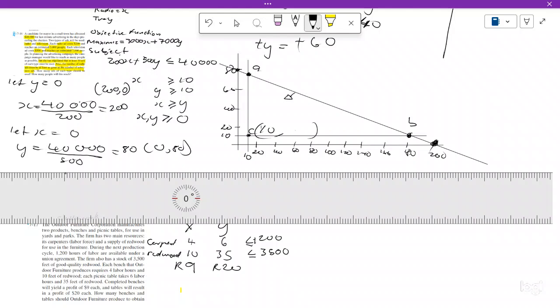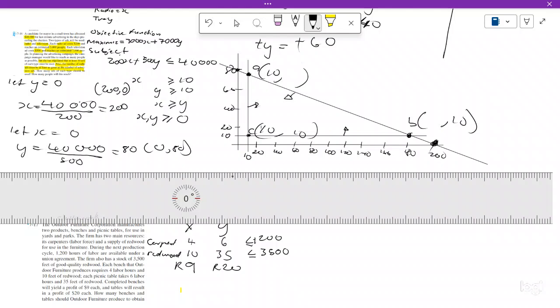This is 10, 10. That one is X, 10. We don't know the Y. This one is X, Y. We don't know the X, 10. So the area here, these ones are going up, greater than or equal to. So that's your feasible region. That's your feasible region.